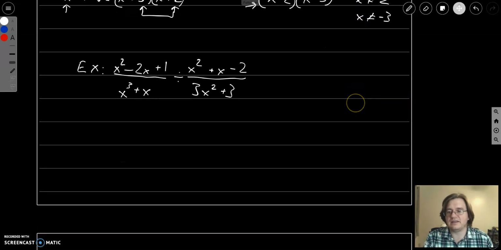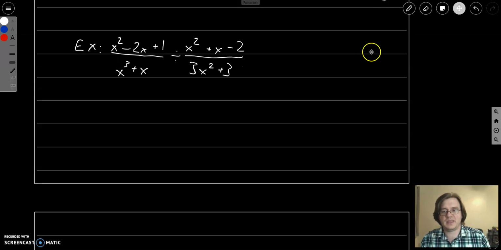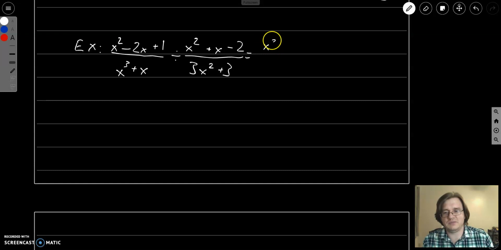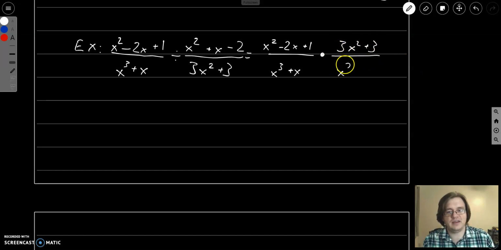example, and in this one we're going to divide. Now, dividing fractions is the same thing as multiplying fractions. We just have to multiply by the reciprocal. So what does this mean? The first fraction stays exactly the same, and we're not going to change anything. The next fraction we're going to flip over and turn division into multiplication. So this becomes 3x squared plus 3 divided by x squared plus x minus 2.